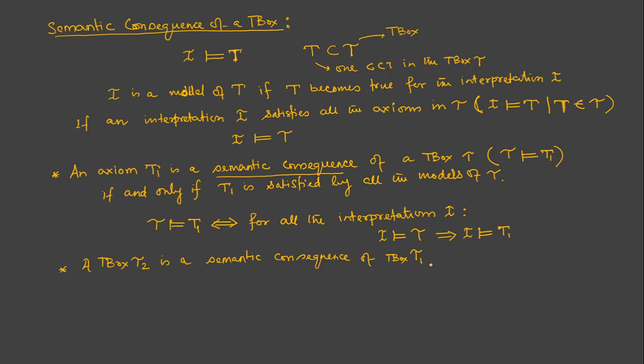So here you can see that T1 and T2 both are T boxes, but in the earlier case, the first one was the T box, but the second one was an axiom, right? So how do we write this? We represent this something like this. T1 models T2. So the T box T2 is a semantic consequence of the T box T1 if and only if we have T1 models T for every T belonging to T2. So this T1 is a T box, right?